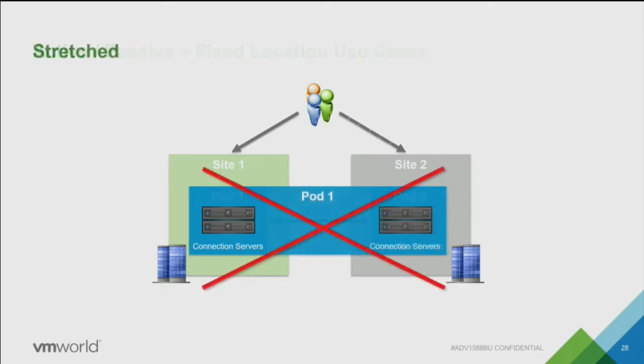What is not supported is stretching a View pod and connection servers that all talk to each other across multiple physical locations. So I cannot take my View pod, stretch it across site 1 and site 2 and put connection servers on both sites. Right? That breaks. You'll get bad things happen.